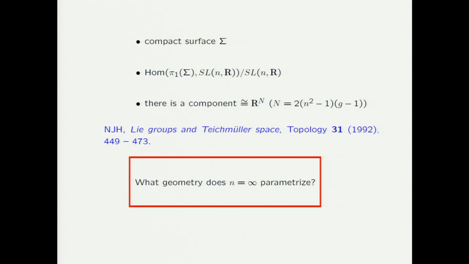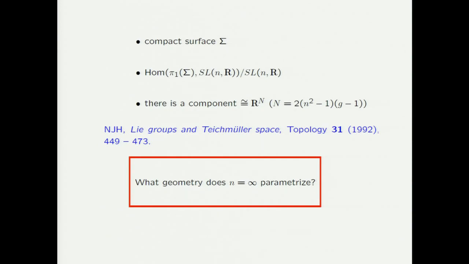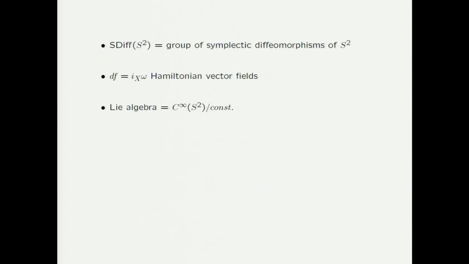So let me describe to you what I mean by the group SU(infinity). So this is supposed to be analogous to a compact group, whereas it's much more problematic to discuss what SL(infinity,R) is, but I'll come on to that later. So what do I mean by SU(infinity)? Well, what I really mean is this: if you look at the symplectic diffeomorphisms of the two-sphere, then this has many of the features of a compact Lie group.